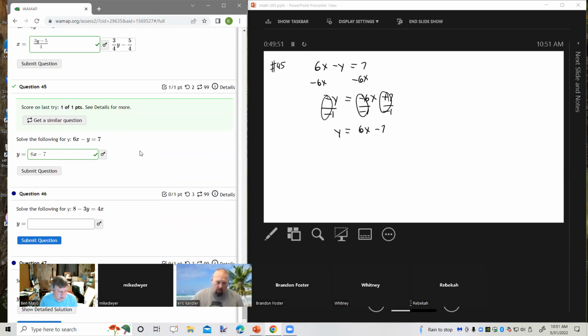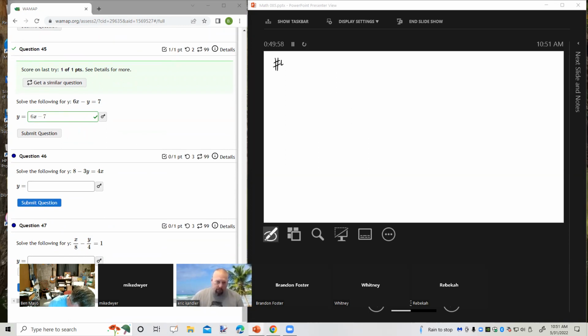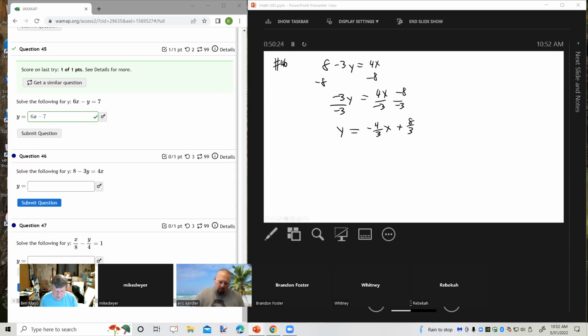That's getting you ready for that, which is coming up here in the next section. Okay, 46. Solve the following for y. 8 minus 3y equals 4x. I'm going to subtract 8 from both sides. Negative 3y equals 4x minus 8. I'm going to divide each term by negative 3. So I get y equals negative 4/3 x plus 8/3.